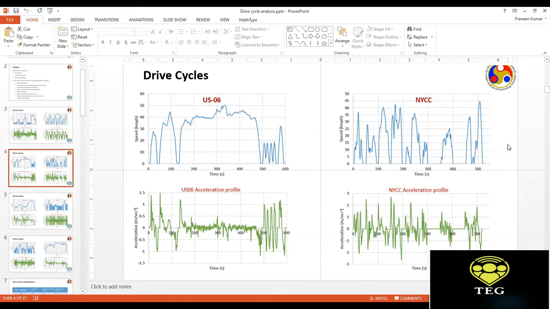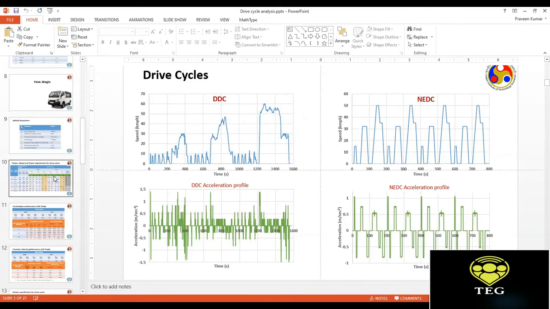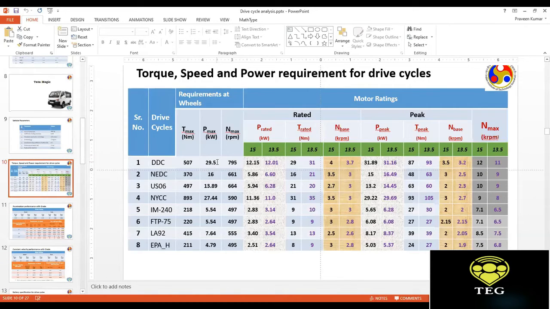The maximum speed in New York City cycle is 45 kilometers per hour, whereas in case of Delhi drive cycle, at 50 kilometers per hour, the person accelerates and tries to reach 60 kilometers per hour for a short duration and then the speed comes down. To meet this kind of acceleration requirement, we would need a higher power, and that's the reason why for Delhi drive cycle we would need around 30 kilowatts of peak power, whereas for New York City cycle we would need around 27 kilowatts of power. Whereas for all other drive cycles, the power demands are not that high.